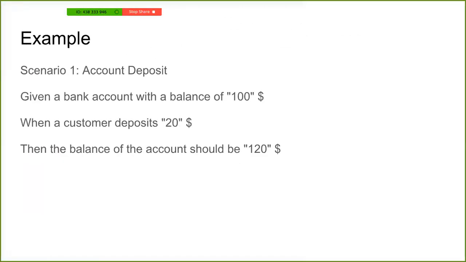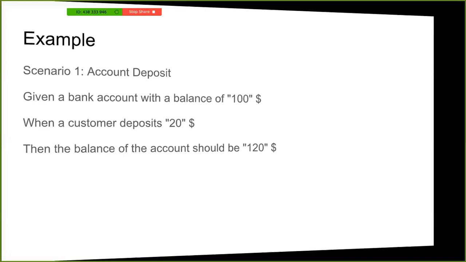I'm just giving an example of a user story. Scenario 1, account deposit: given a bank account with a balance of $100, and the customer is going to deposit $20 more, then the balance should be $120. It's a simple example, so we'll be following this syntax.